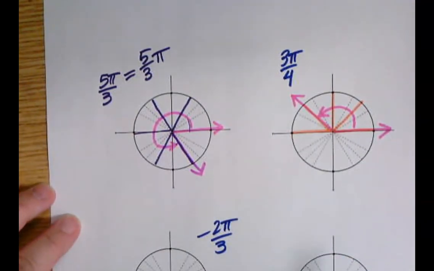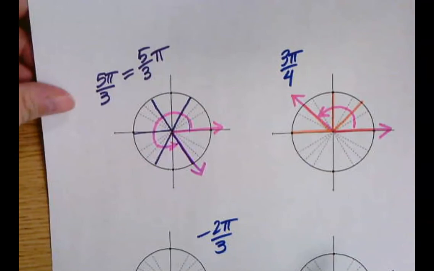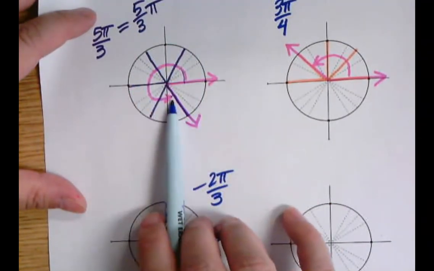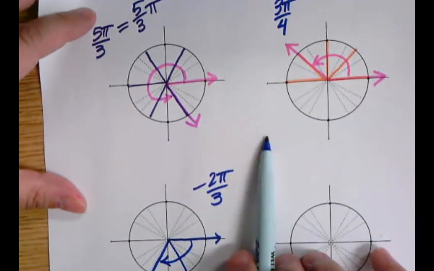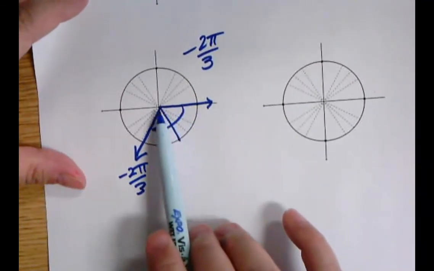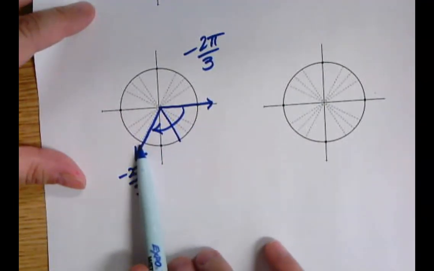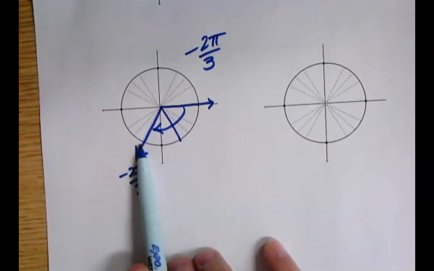If I were to graph a negative angle, that just means instead of rotating counterclockwise, go backwards, go clockwise. So this is negative 2/3 pi. Negative 1/3, negative 2/3. Okay?